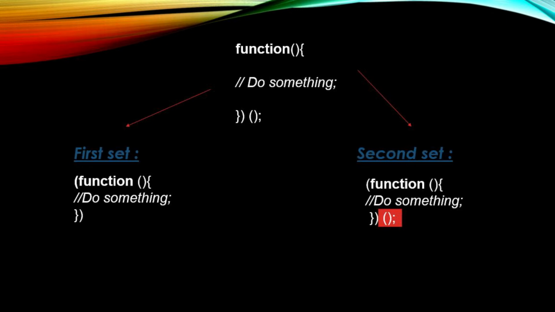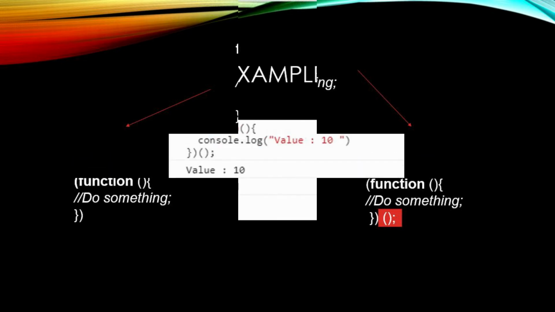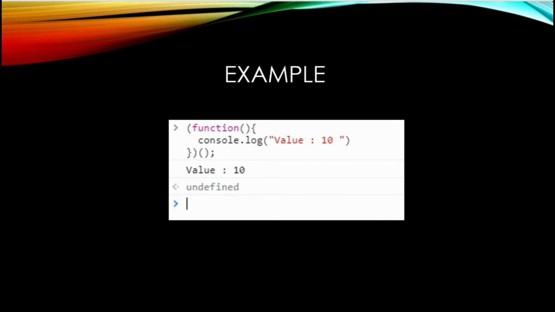Now let's understand the second set of parentheses. From the definition of immediately invoked function expression, we know that our code should run as soon as it is defined. A function runs only when it is invoked. If we do not invoke it, only the function declaration is written. Therefore, to invoke a function, we need to use the second set of parentheses. If you see the example here, I have invoked the function expression. The next moment, it prints the value in the console.